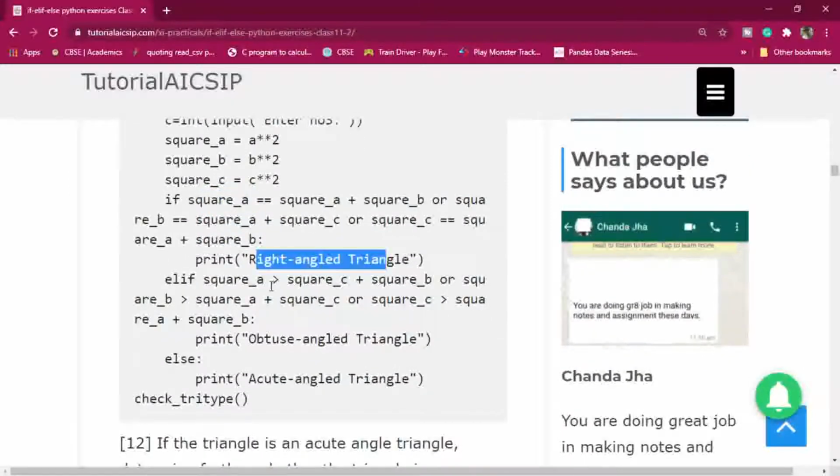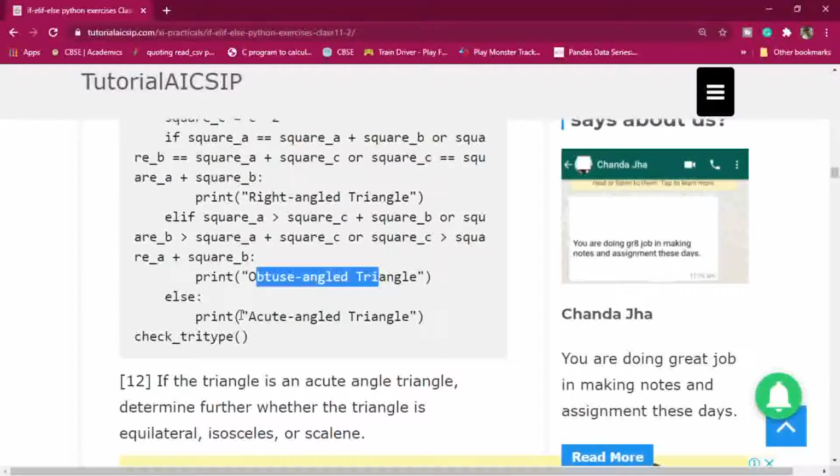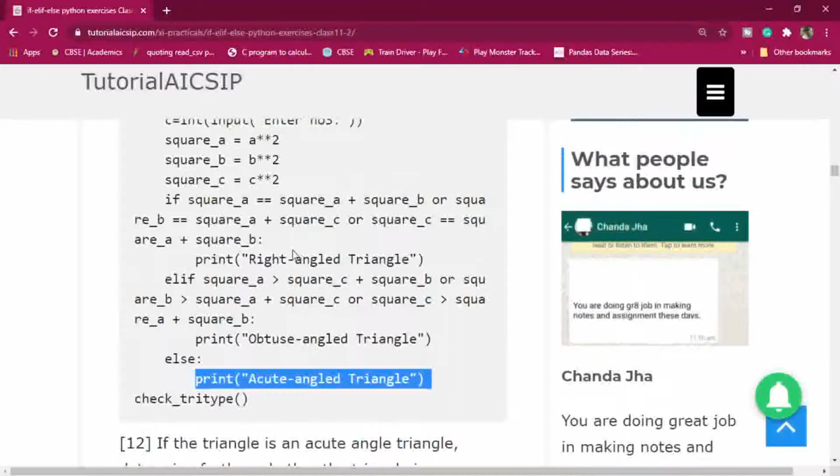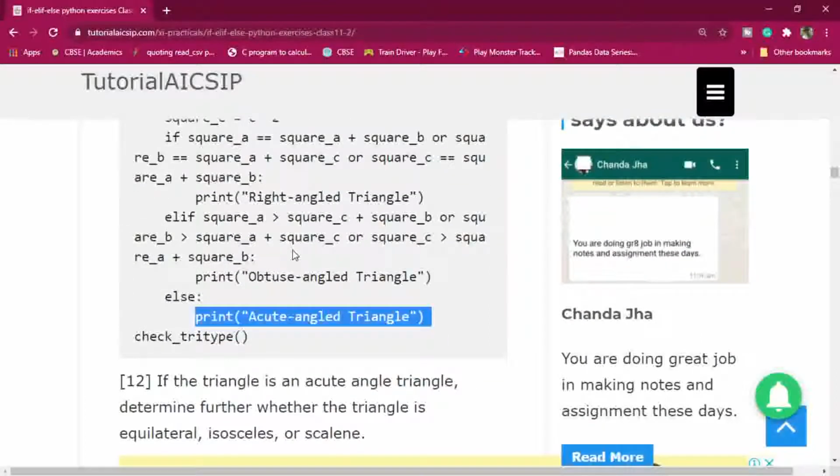Similarly, square A greater than square C plus square B, or square B greater than square A plus square C, or square C greater than square A plus square B, then it is an obtuse angle triangle. Now only one possibility is remaining, that is acute angle triangle. So this way you can write this program. You just do this program in Python and then execute the code.